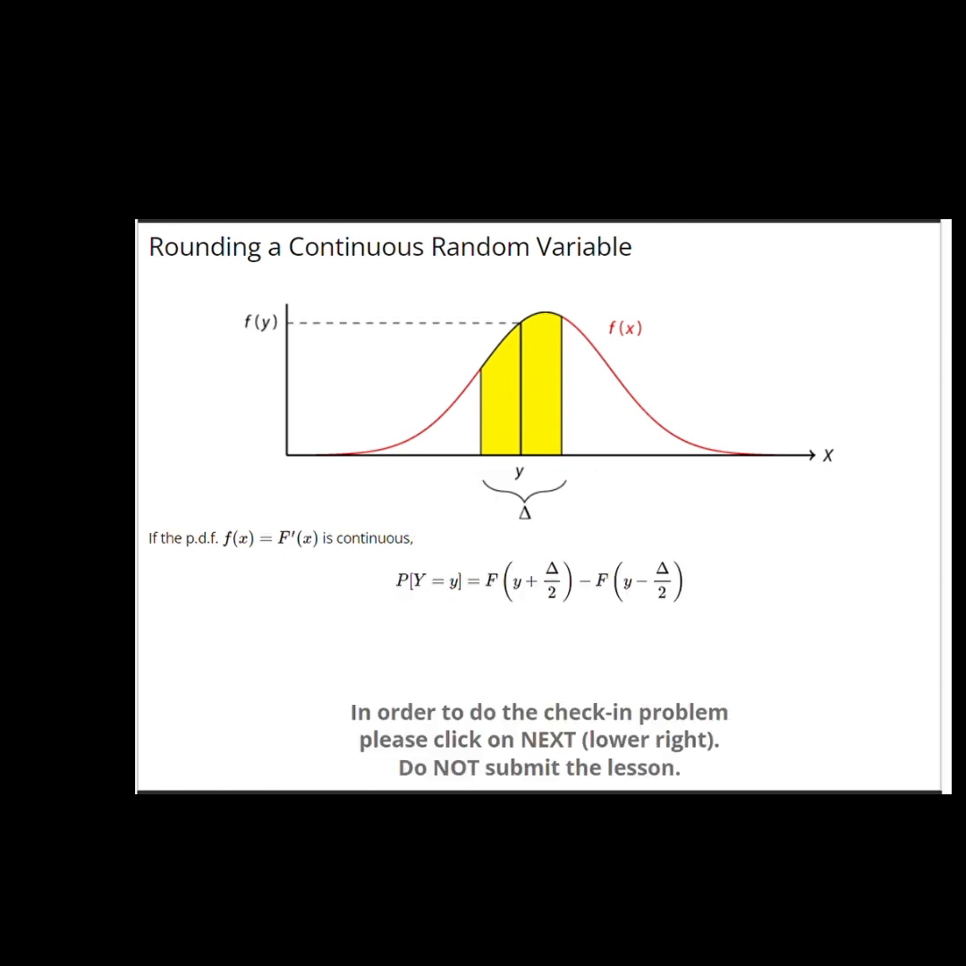Suppose the probability density function, little f of x, is continuous. Then the area of this slice in the graph above, the slice that's colored yellow, is approximately the area of an approximating rectangle, whose base is of width delta and whose height is little f of y. This is to say that the probability that capital Y takes the value little y is approximately little f of y times the width of the interval, delta.